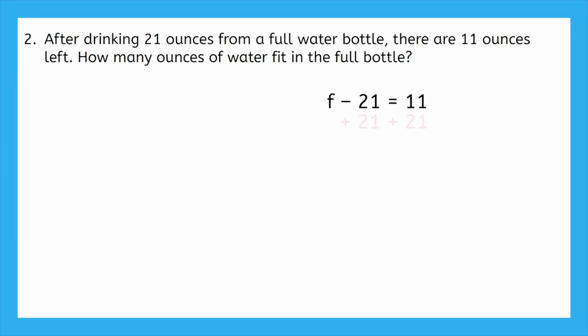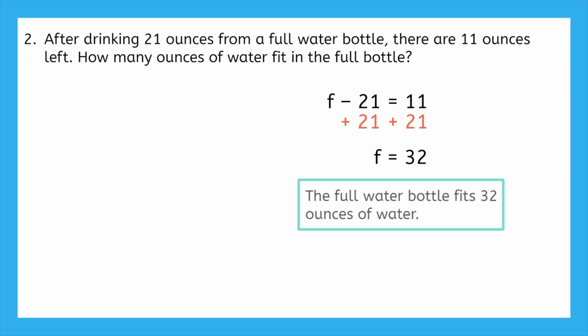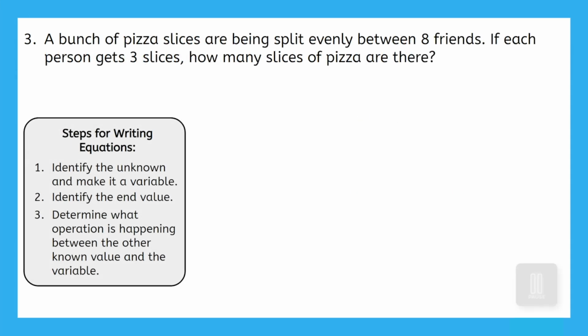When we add 21 to both sides, we get f equals 32. Everything looks good when we check our work, so our complete answer is that the full water bottle fits 32 ounces of water. Give this last one a shot.